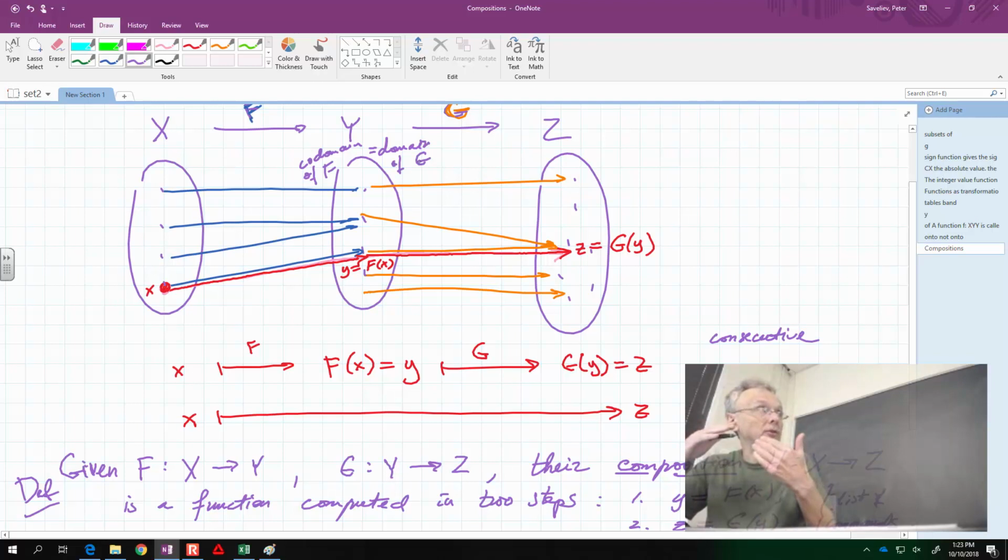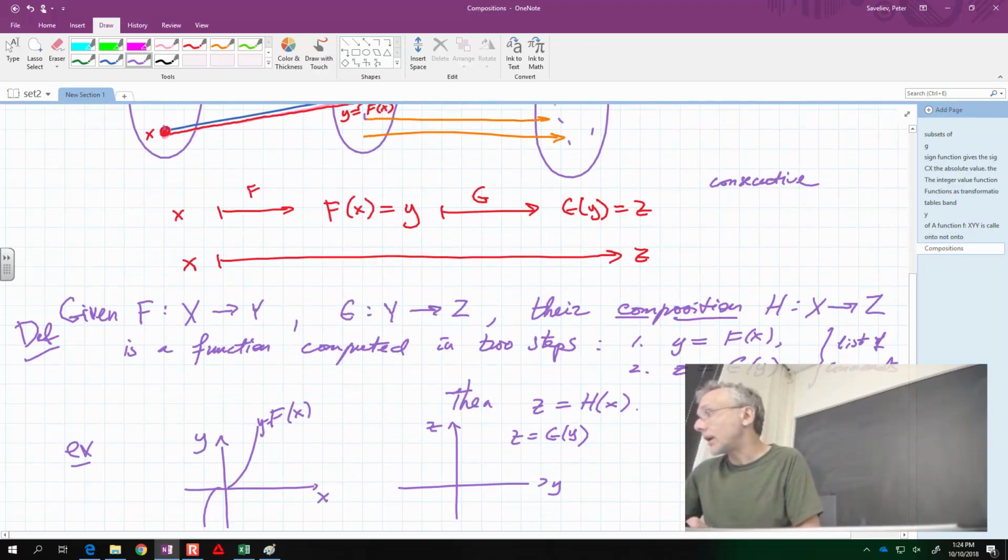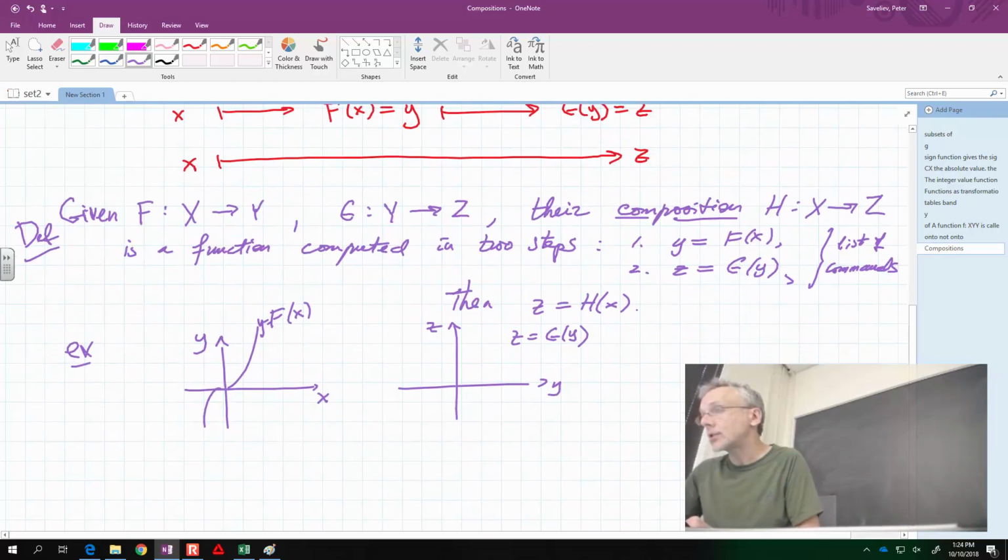So two functions, I cannot combine them unless I match up the ending of the first with the beginning of the second. Okay, so that works out okay when it is by design that way. But if you have two functions that might have nothing to do with each other, and you try to combine them, numerical functions, then you only have these two graphs. And what do you do with them?